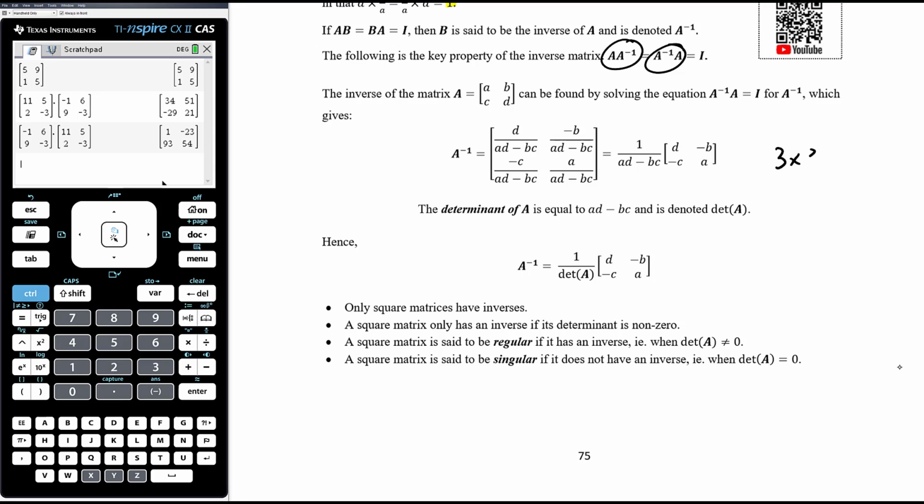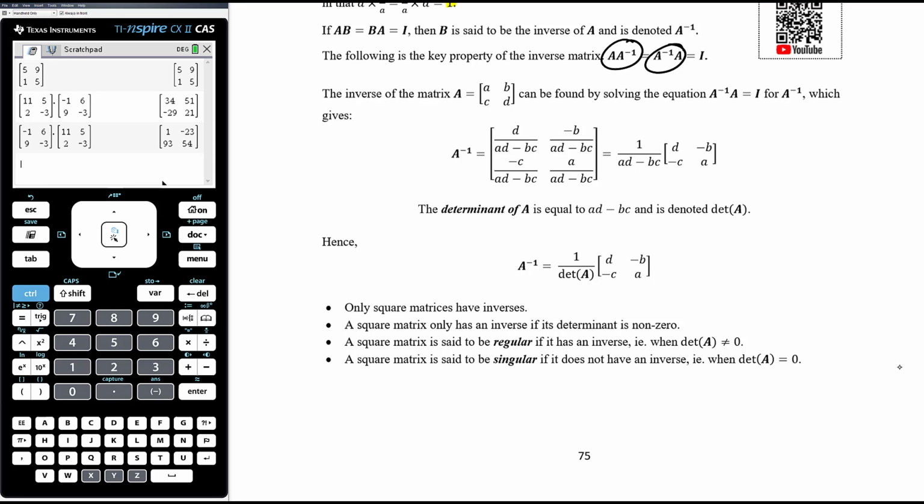By that I mean, if you've got a 3 by 3 times a 3 by 3, and you try to do that multiplication in the reverse order, you still have a 3 by 3 times a 3 by 3, so it's still possible. Whereas if you have a 3 by 3 times a 3 by 2, it's possible in that direction, but when you reverse it, it's no longer possible. So they have to be square in order to have an inverse. Only square matrices have inverses.